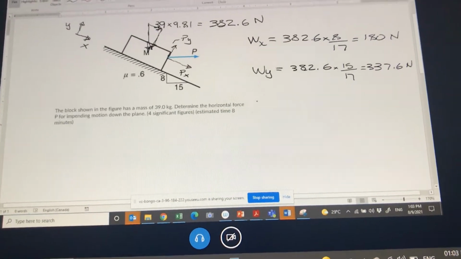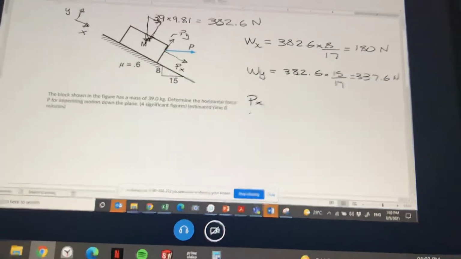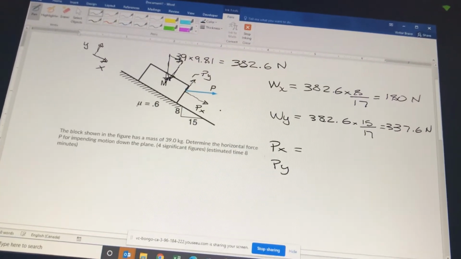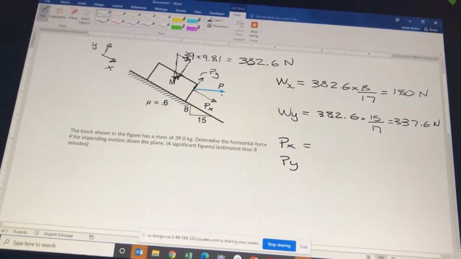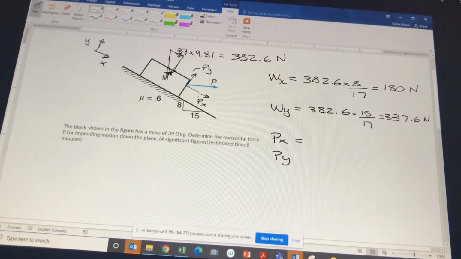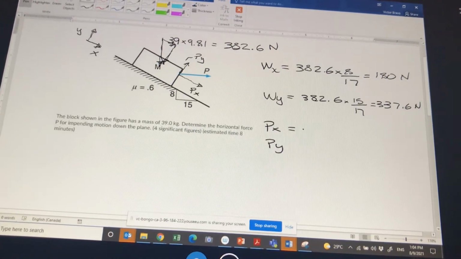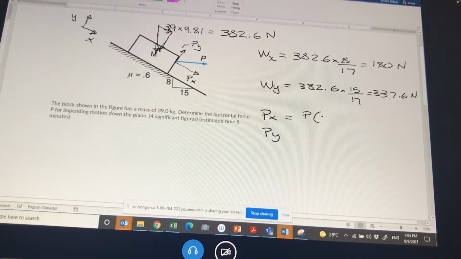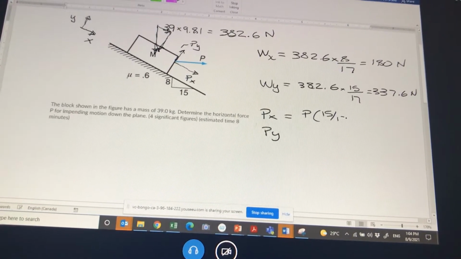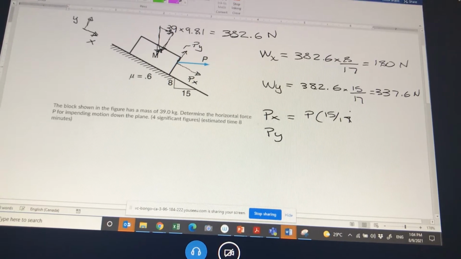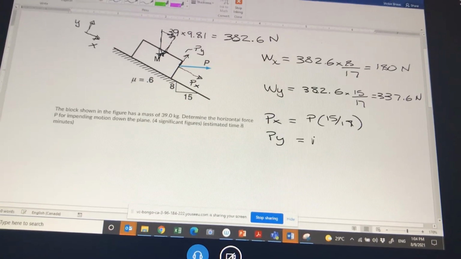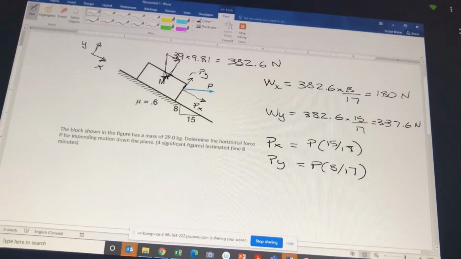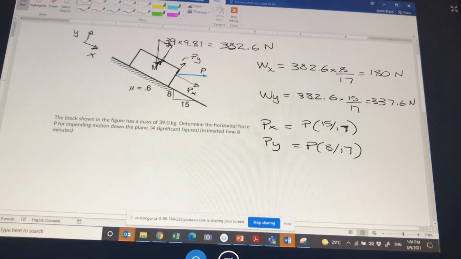Now, we also need to know Px and Py. Right? So Px would be, in this particular case, the component Px is going to be the longest one. It's going to be P times 15 divided by 17. Okay. And Py is going to be P times 8 divided by 17. Okay, this is 17.